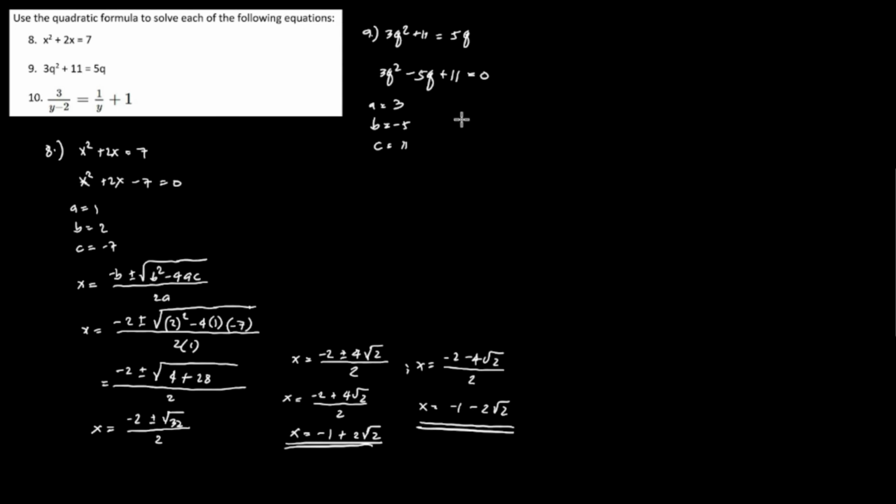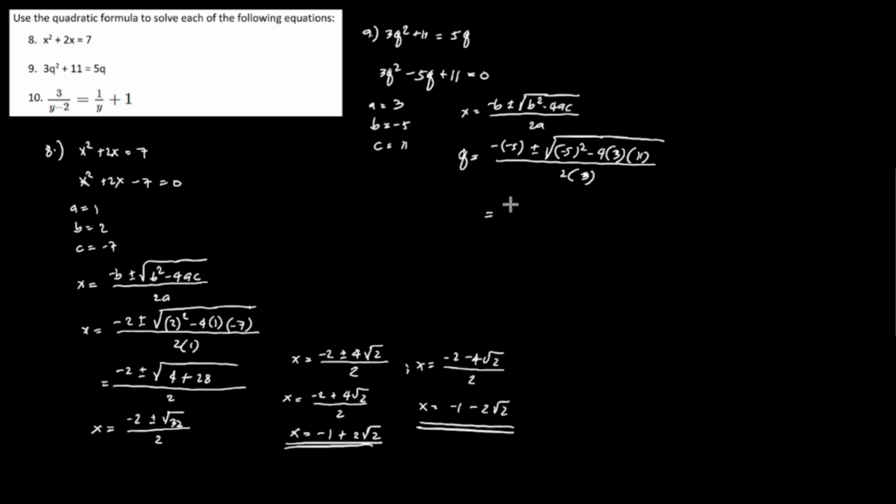Using the quadratic formula, x equals negative b plus or minus the square root of b squared minus 4ac, divided by 2a, where x is q. So b is negative times negative 5, plus or minus the square root of negative 5 squared, minus 4 times a, which is 3, times c, or 11, and divide everything by 2 times a, which is 3, and simplify.